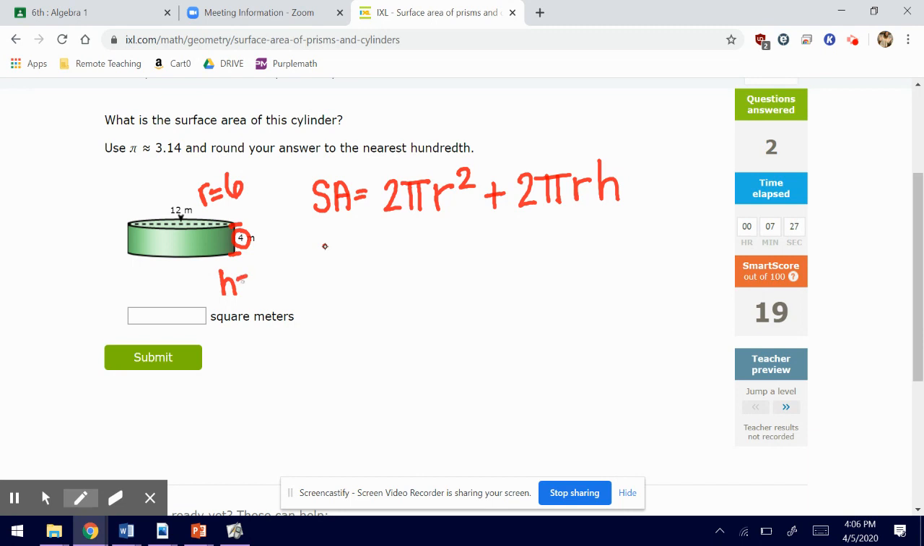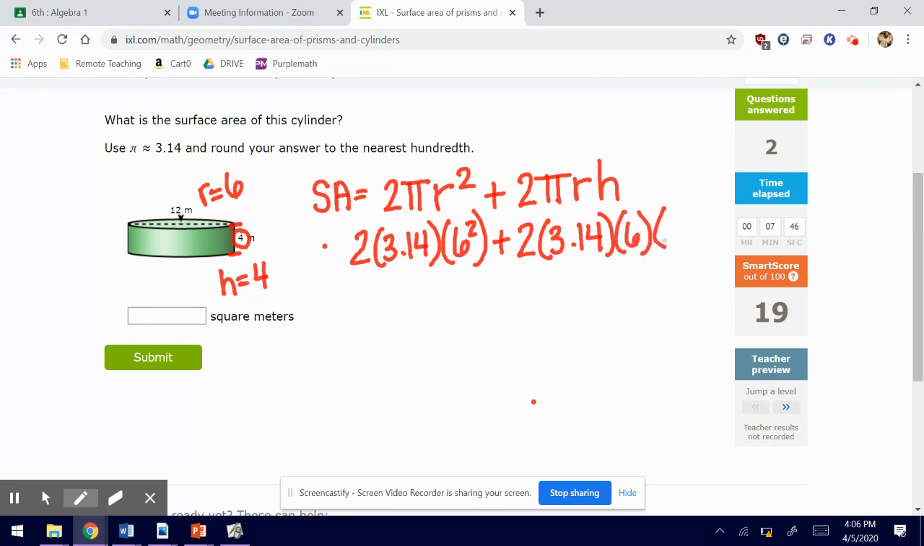So my h is going to be 4. Bring down the 2, using 3.14 instead of pi. R squared is going to be 6 squared. Bring down the plus, bring down the 2. I'm going to use 3.14 instead of pi again. My R is 6. My H is 4. Okay, just plugged everything in.